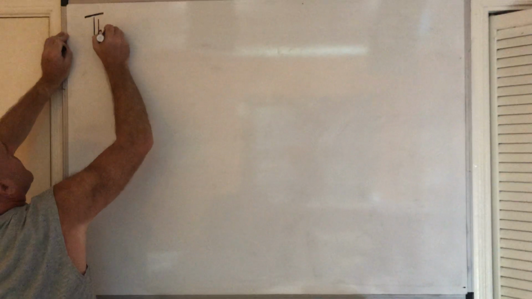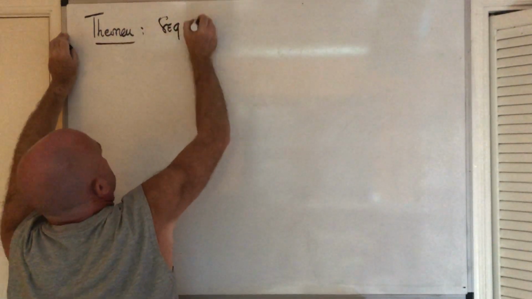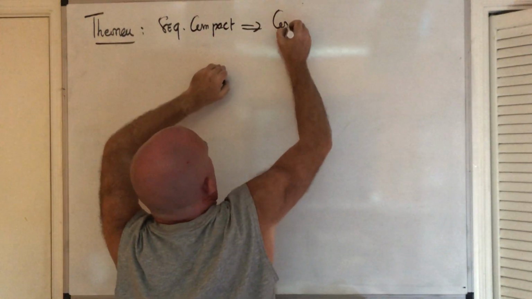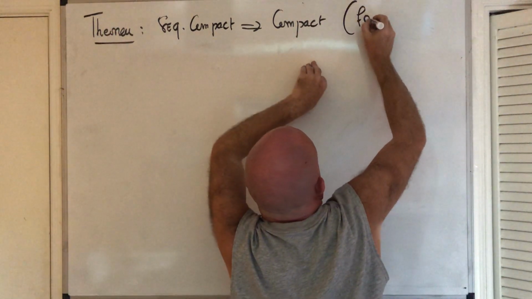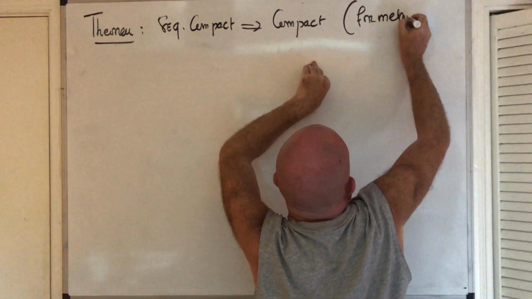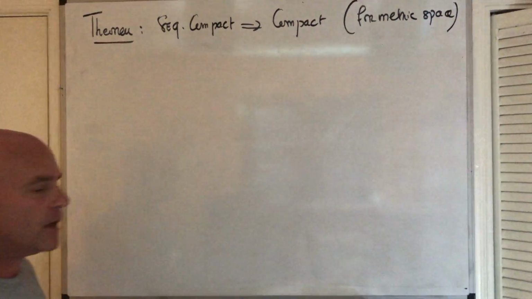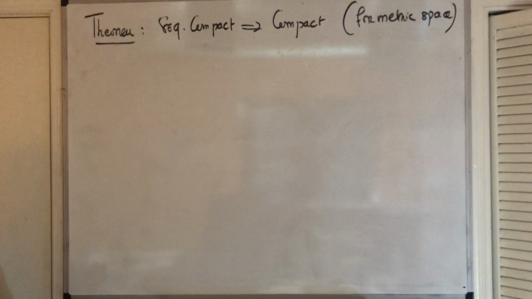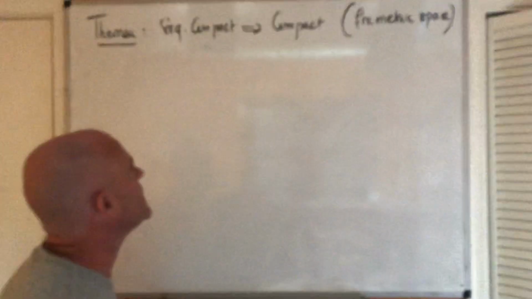Okay, so theorem. Sequentially compact implies compact for metric space. So in the spirit and in the frame where we are looking at sets which are included in a metric space, otherwise it might not be true. I strongly use the notion of metric.